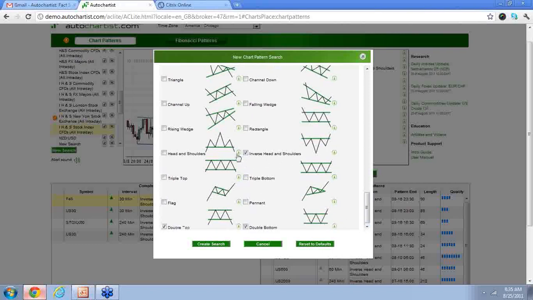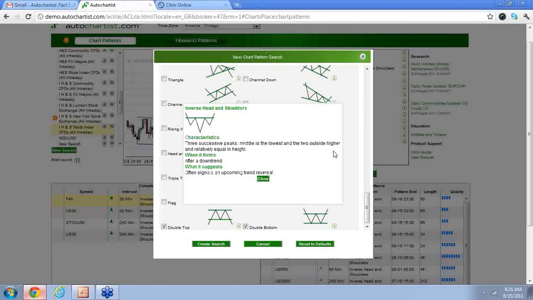Okay, now if you wanted to know what this means, we have articles that you can go to at the website that explain the chart patterns and their characteristics, and of course you'll probably be able to listen to this webinar later. But you can always hit this I button here, and it's going to give you the characteristics of the head and shoulders. It's going to tell you that there are three successive peaks, the middle is the lowest, the two outside are higher and relatively equal in height. That's the textbook aesthetically important looking inverse head and shoulders pattern.